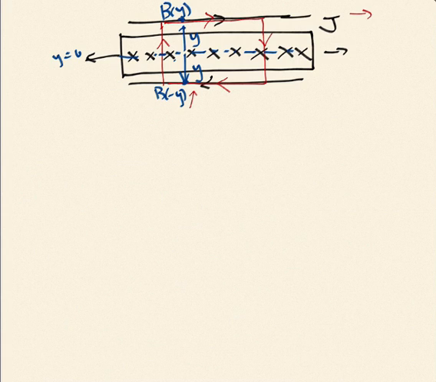So if that's true, then I can write down my integral of B dot dl. In both cases, B dot dl is positive, because dl goes to the right on the top and to the left on the bottom. So if I do B dot dl, I get a positive number for both. So this becomes 2B at the location y, or minus y.